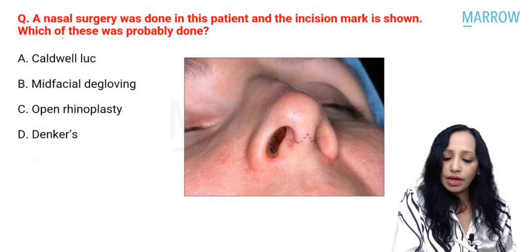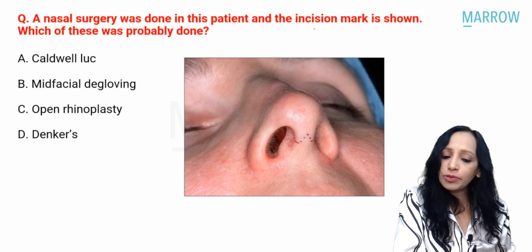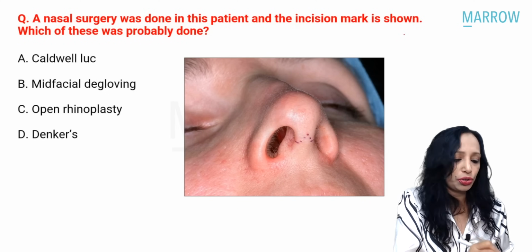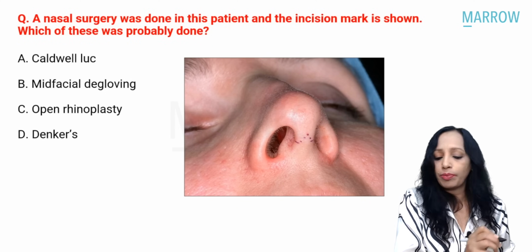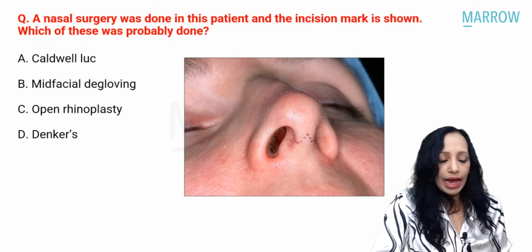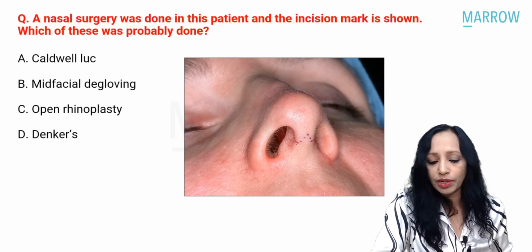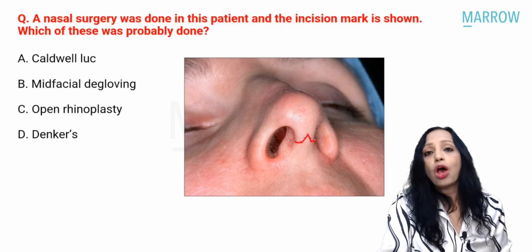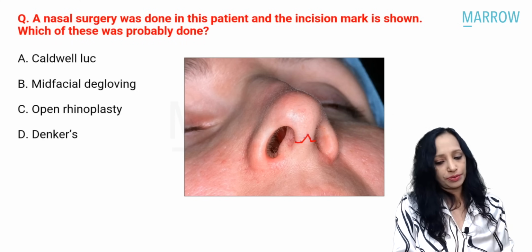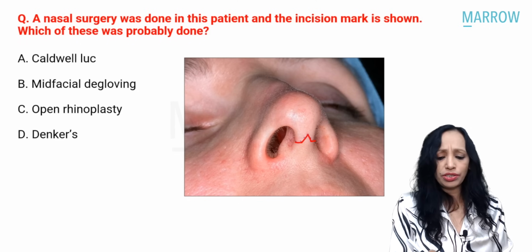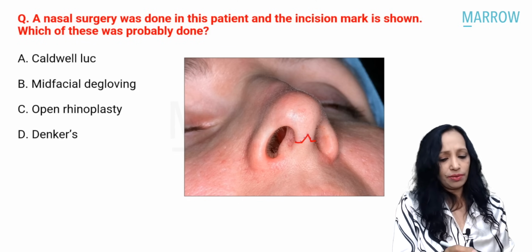So the next question: a nasal surgery was done in this patient and the incision mark is shown. Which of these was probably done? So we can see that a nasal surgery has been done in this patient, as given in the question. We can see the mark is like this on the columella of the nose. So in this surgery, will we give this incision?